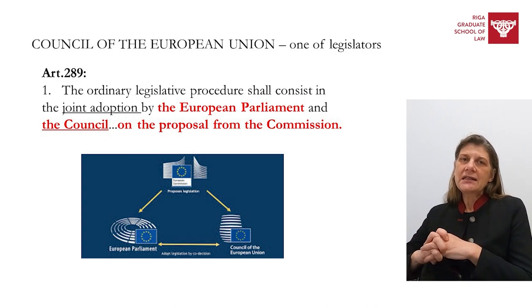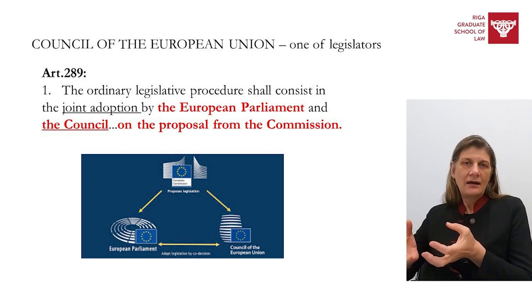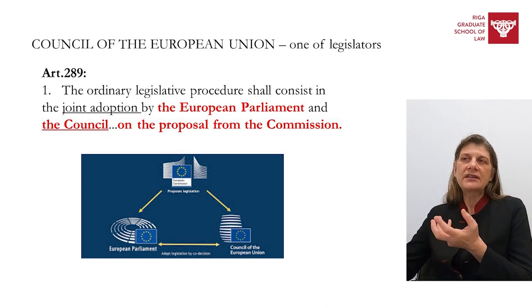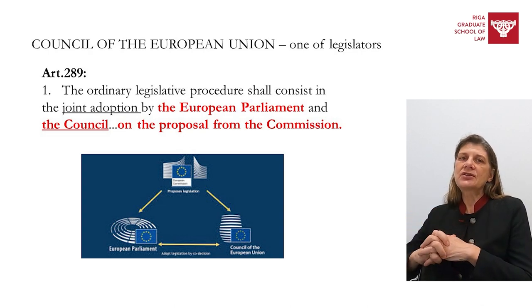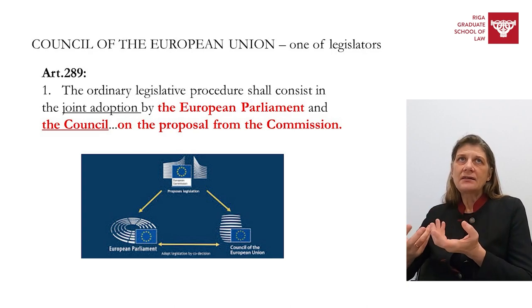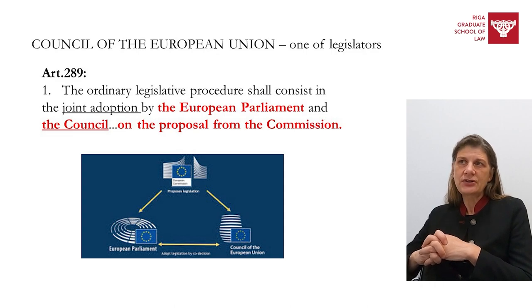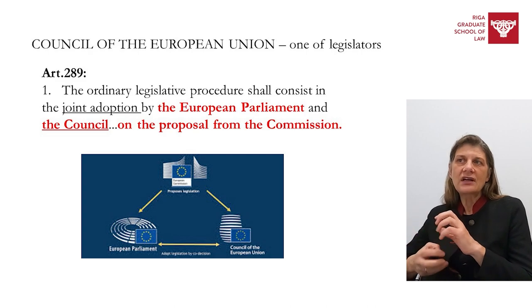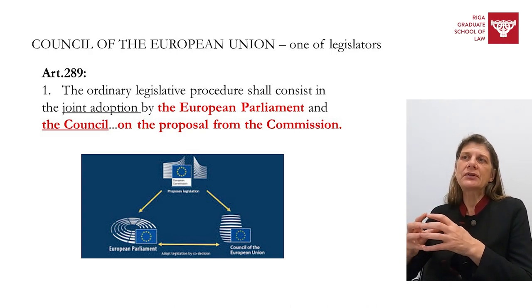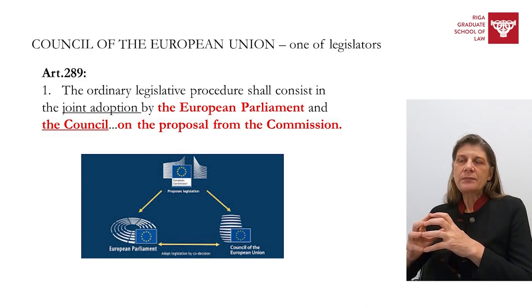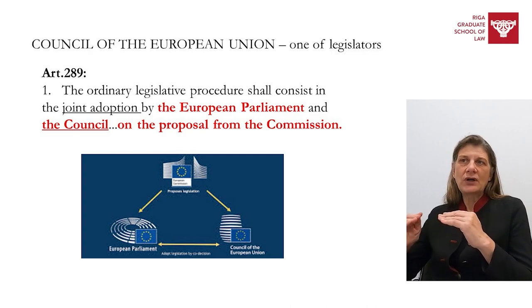So Article 289 states that normally, in the ordinary legislative procedure, as it is called, there is joint adoption of legislative acts by the European Parliament and the Council. And the proposals for these legislative acts come from the Commission. In the lecture on the Commission, we looked closely at the Commission's monopoly of initiative, and also at how the Commission includes civil society, stakeholders and other institutions in the consultation procedure, including creating green papers or white papers as instruments. But here we will speak about these two legislators, one of them being the Council.